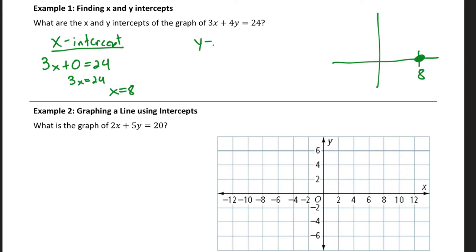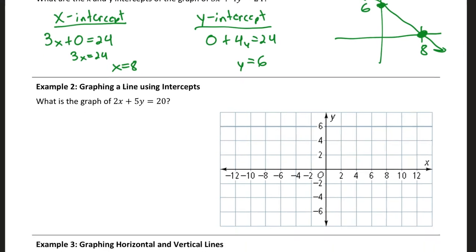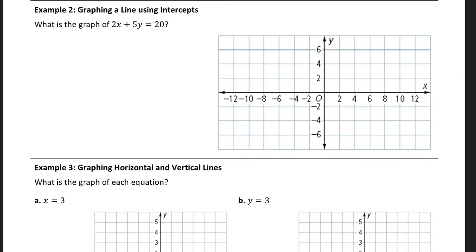Now my y-intercept is just the flip side of that. The y-intercept is when the x value is 0. So 3 times 0 is 0, and 4y equals 24. If I divide both sides by 4, I get y equals 6. So my y-intercept is 6. And that's a terrible line, but you get the idea. You only need 2 points in order to graph a line. So my y-intercept is 6, my x-intercept is 8. So we are going to use intercepts to graph a line today.